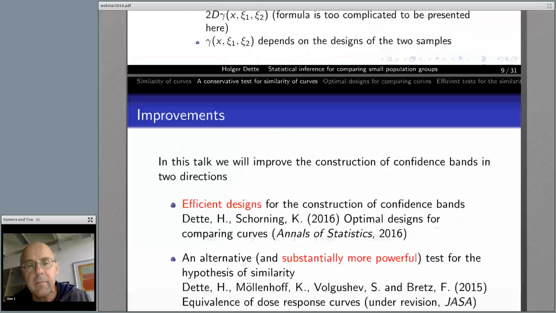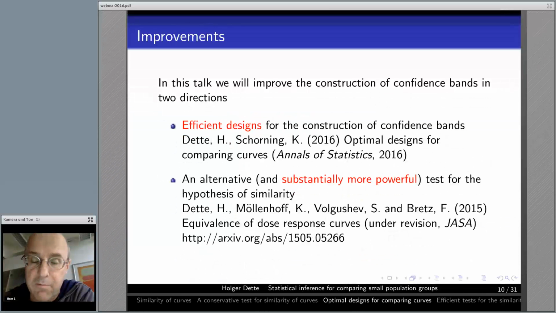But before that, I want to mention these two improvements. What I want to do now is somehow choose a design such that we get small confidence bands. This is the first part of my talk. It will be very brief, but you can look at our Annals of Statistics paper to see how this work is done rigorously. And then after that, I still want to propose a better test for this purpose. I don't think that this confidence band approach is very good. Actually, I will demonstrate that it does not have very much power.